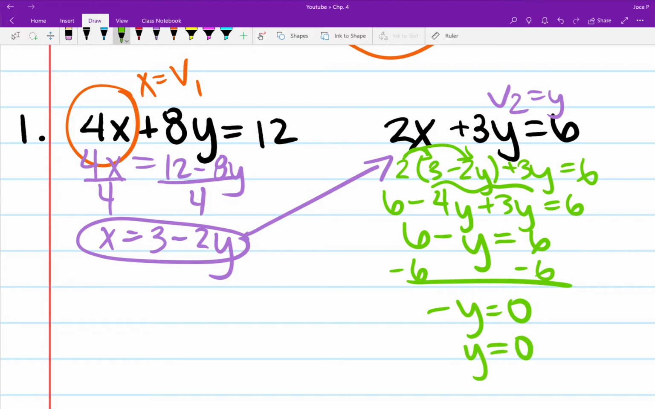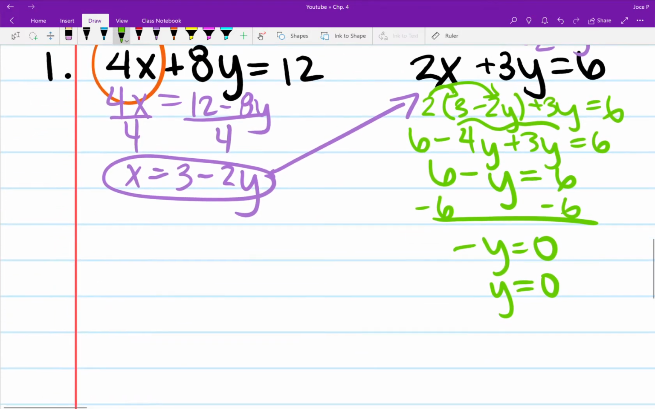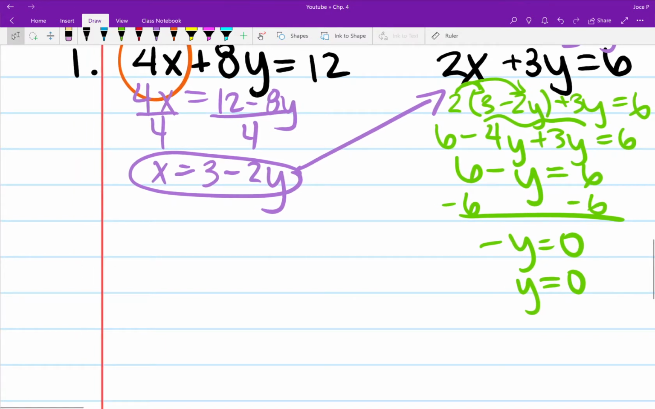Let's just make sure I did that correctly because I feel weird about it. 3 minus 2y. 6 minus 4y. Sorry guys, one sec. Okay, that looks right so far. We can check this one by plugging it back in just to see if I messed up anything. Okay, step 3 is done.